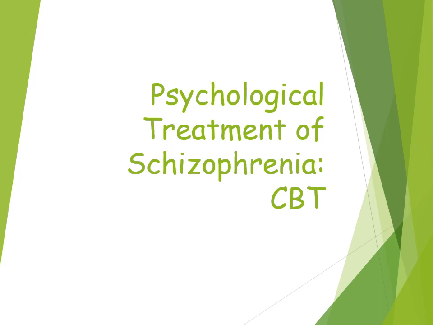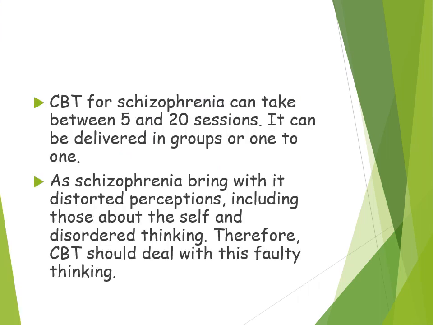So, cognitive behavioural therapy as a treatment for schizophrenia. Cognitive behavioural therapy for schizophrenia can take between 5 and 20 sessions, and it can be delivered either in a group session or a one-to-one session. As the cognitive approach believes that schizophrenia is the result of distorted and faulty thinking and thought processes, CBT or CBTp for schizophrenia is going to try and bring about those distorted thinkings and deal with that faulty thinking.